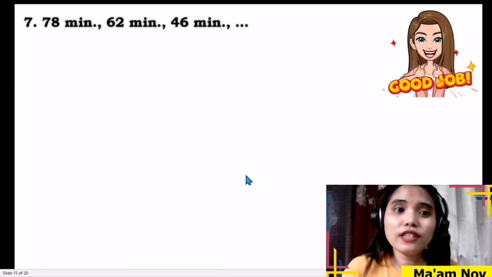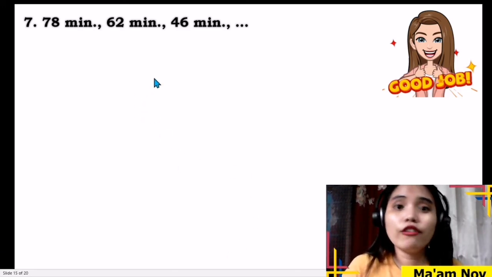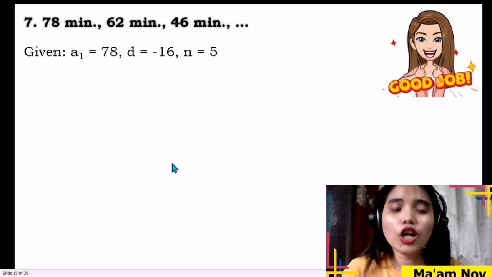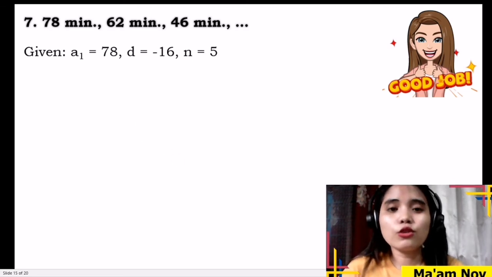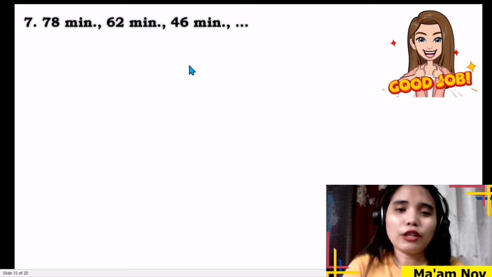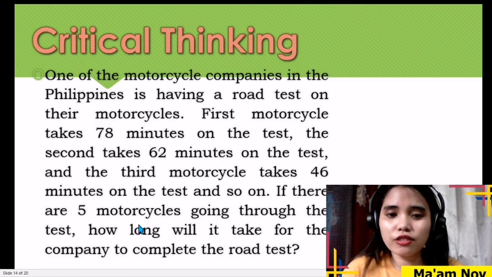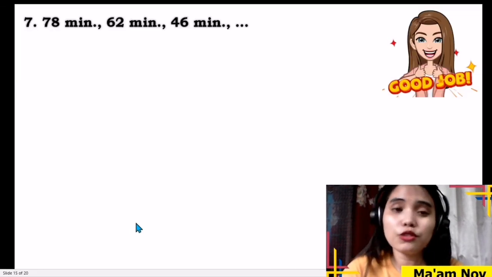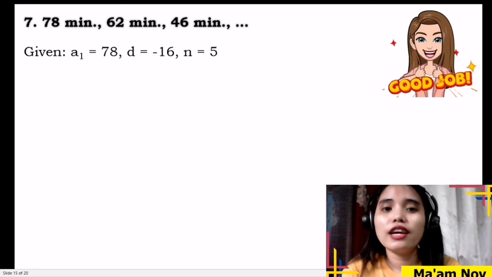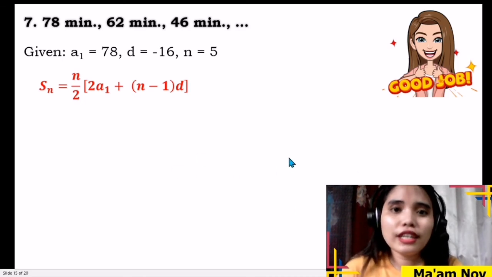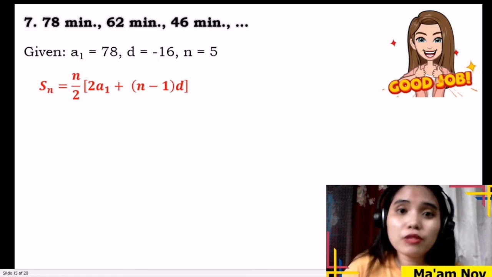So we have this sequence, 78, 62, and 46, and so on. Our first term is 78. Our common difference is negative 16. Where does the 5 come from? Because, according to our problem, there are 5 motorcycles going through the test, which means our last motorcycle is 5. So we have n equals 5. We will need the second formula because we do not know the last term, the minutes of the 5th motorcycle. So we will just substitute it in the formula.